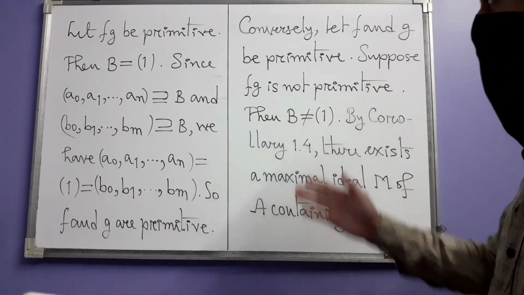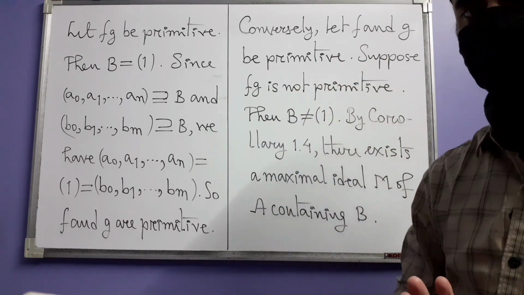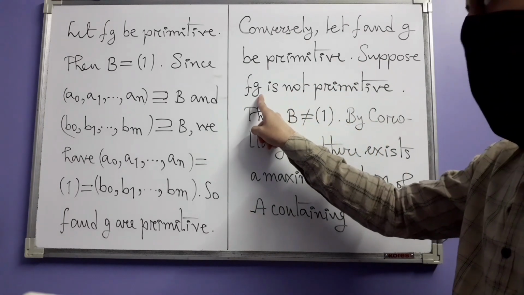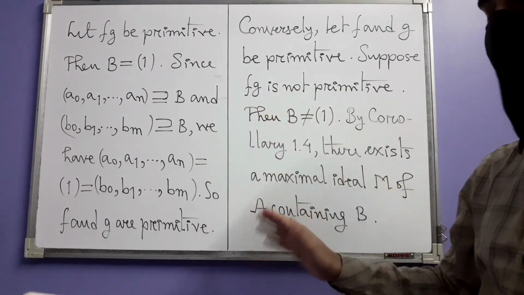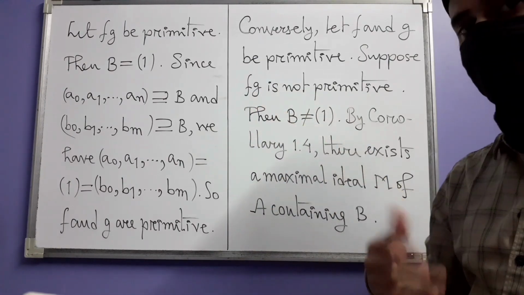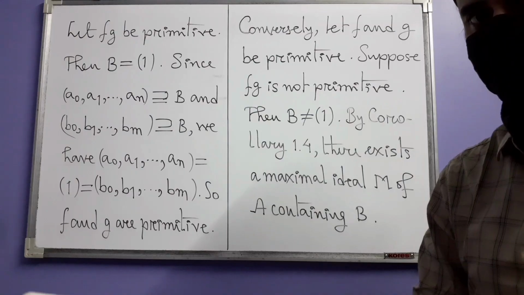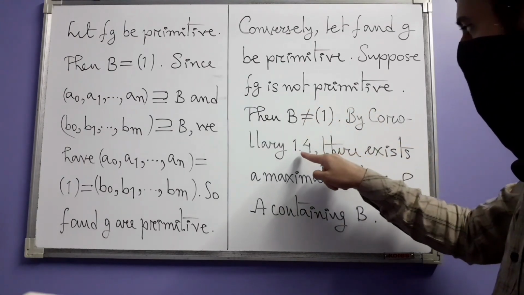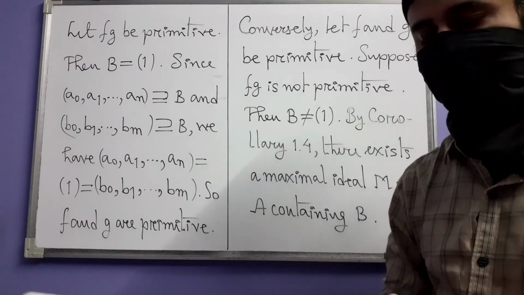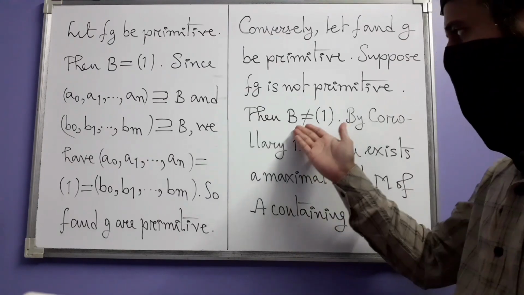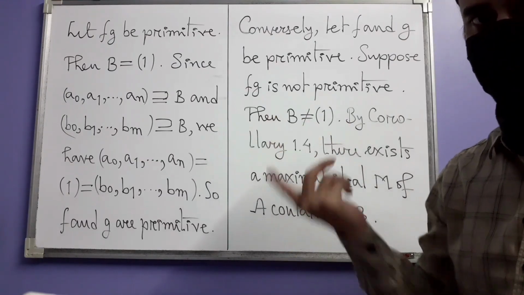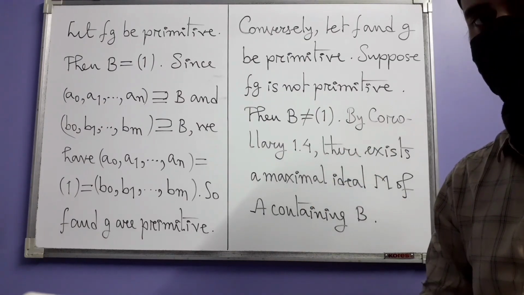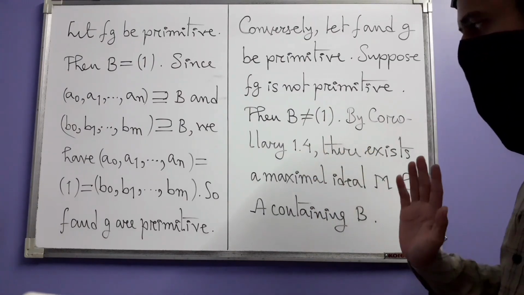Contrary to that, suppose fg is not primitive. What does that mean? It means that the ideal generated by the coefficients of fg, which is our B, is not the entire ring. Alright. Now because this is not the entire ring, you go back to the statement of corollary 1.4. Any proper ideal, and this now has become a proper ideal because of this supposition, is contained inside a maximal ideal. That's what corollary 1.4 says.